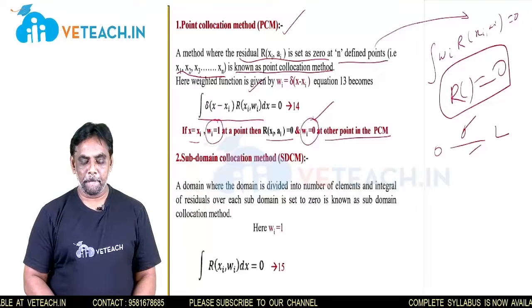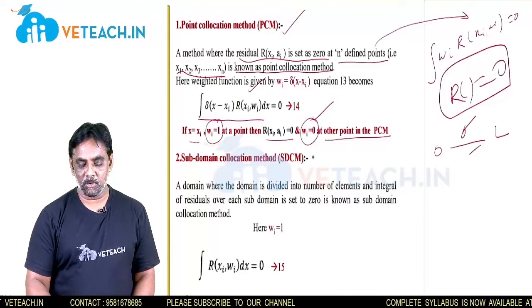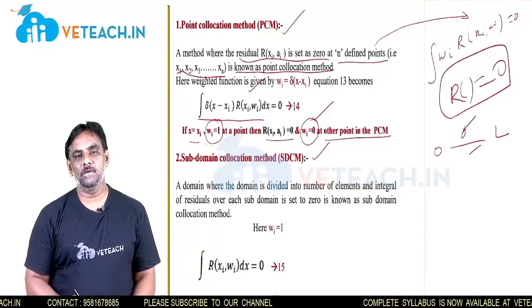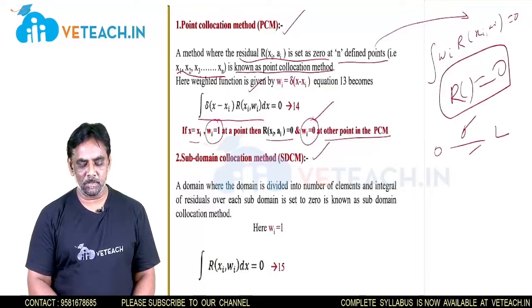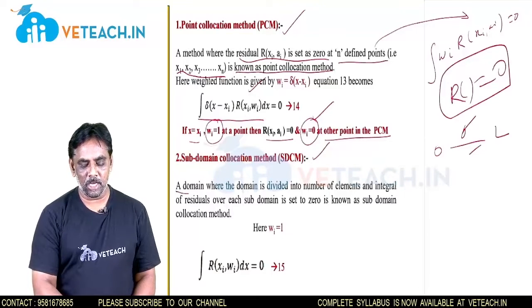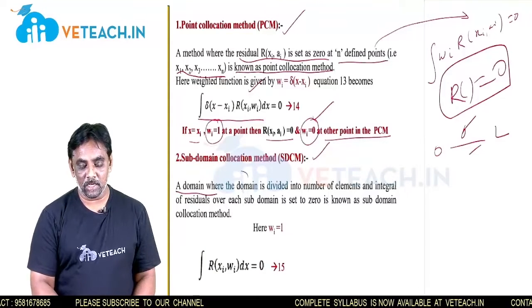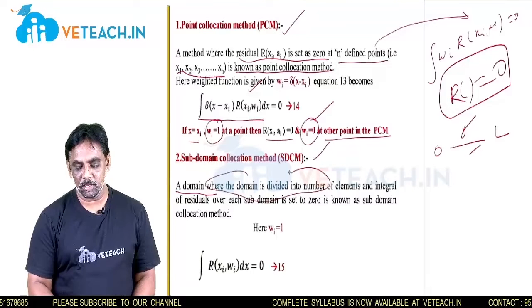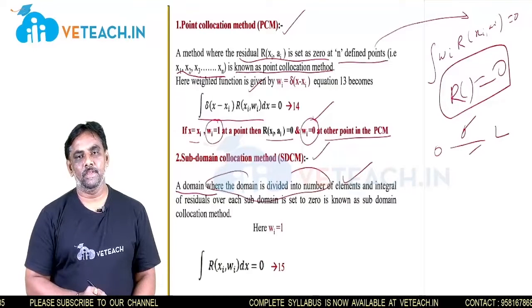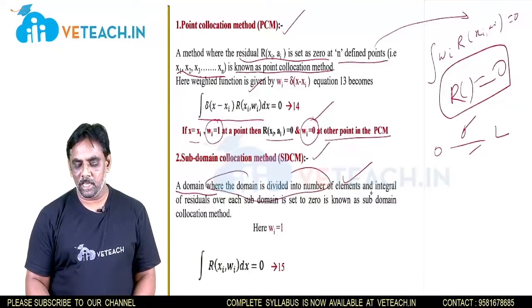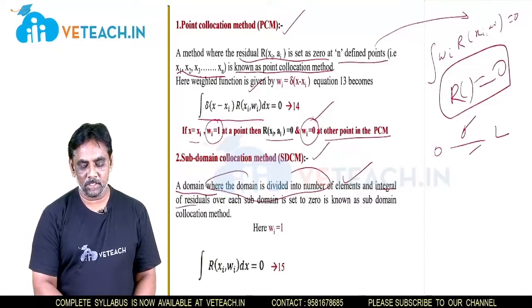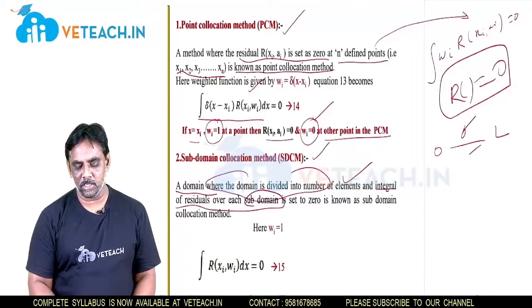And similarly, now the subdomain collocation method itself means that first of all the entire domain is divided into a number of elements, and for each element the integral of the residual over each subdomain is set to 0.